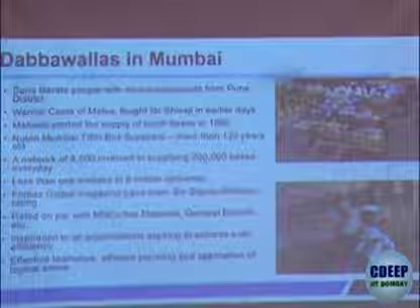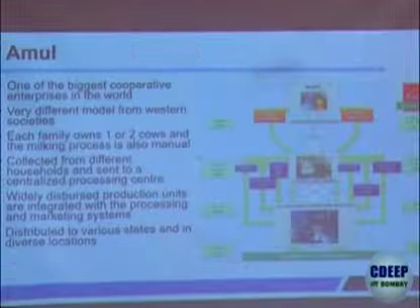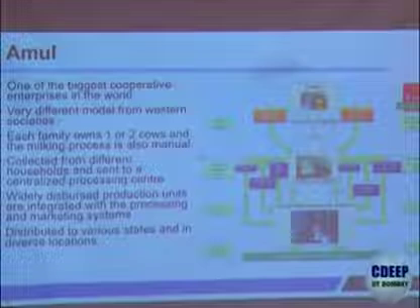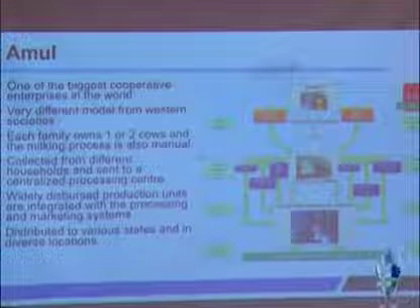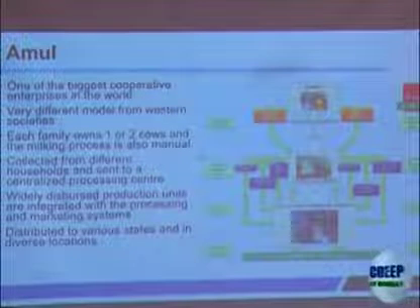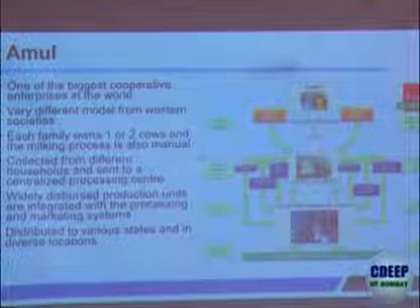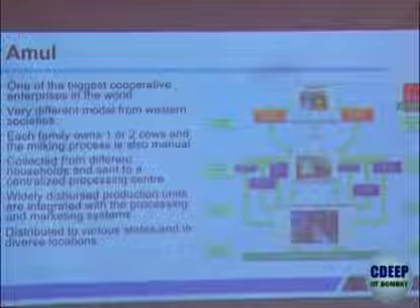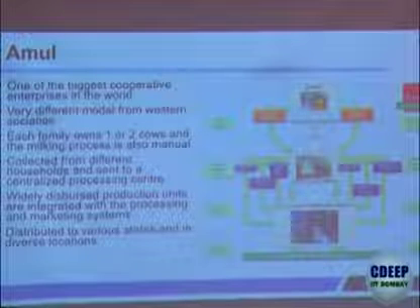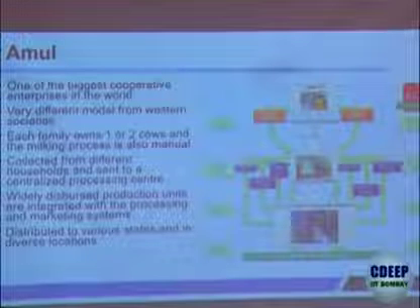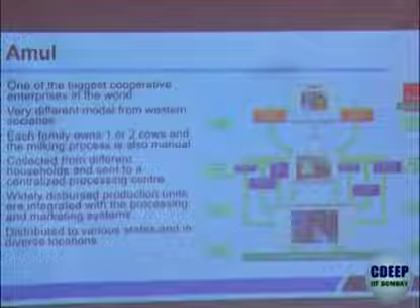And that is how they've been able to achieve the success that they have. The next example is of Amul India, one of the biggest cooperative enterprises in the world. And this model, again, is very different from similar dairy cooperatives around the world. Over here in India, each family owns only one or two cows. And the milking process is also manual rather than automatic as in the Western countries.